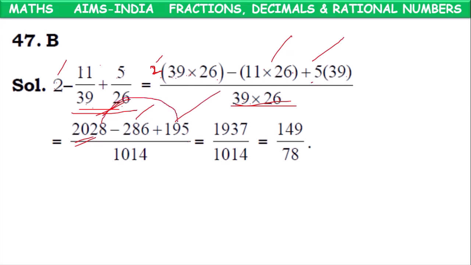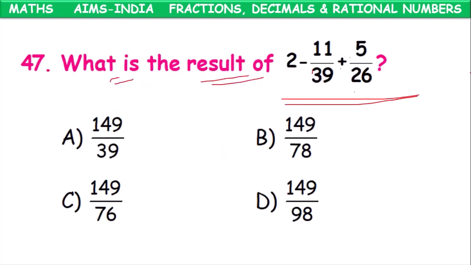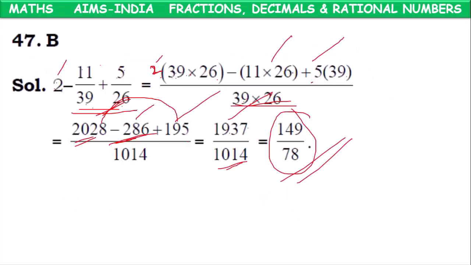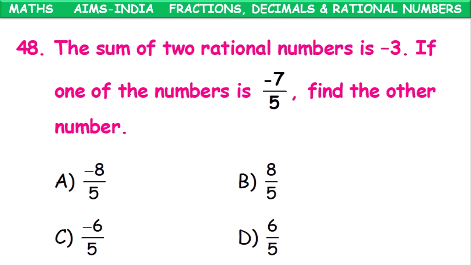If we add the positive numbers and remove the minus number, we get 1937 by 1014, and after cancellation, 149 by 78. Next one. The sum of two rational numbers is minus 3. If one of the numbers is minus 7 by 5, find the other number.